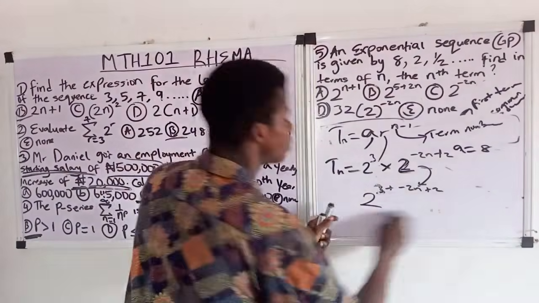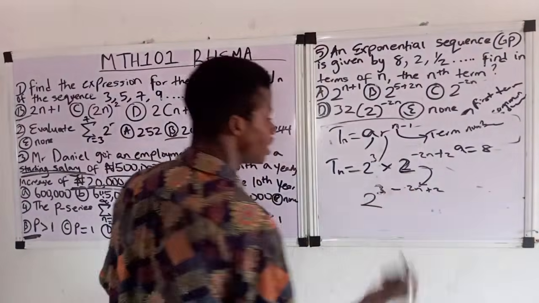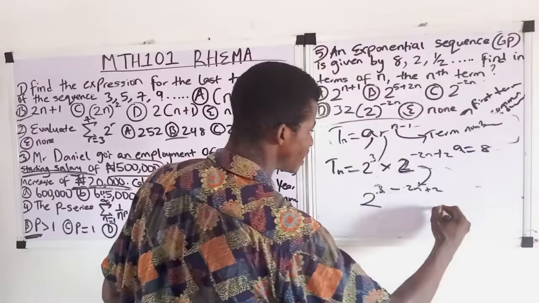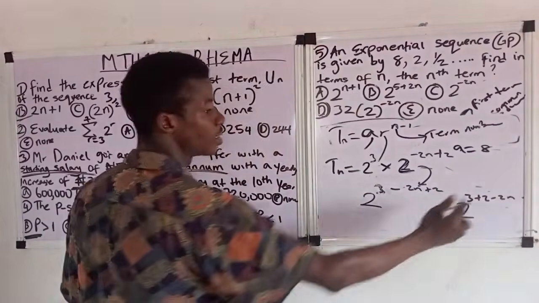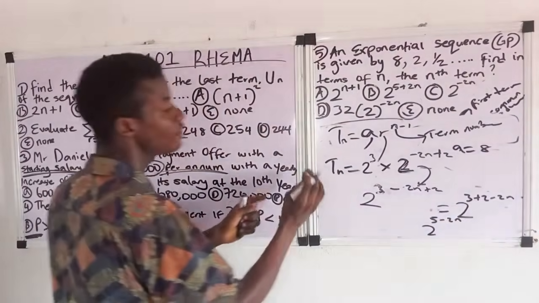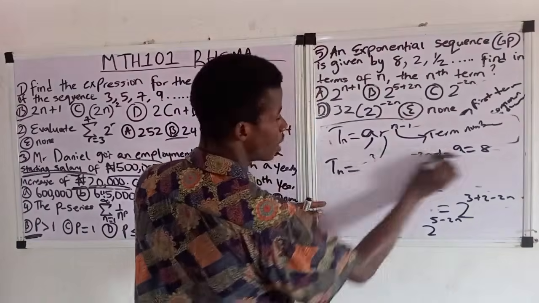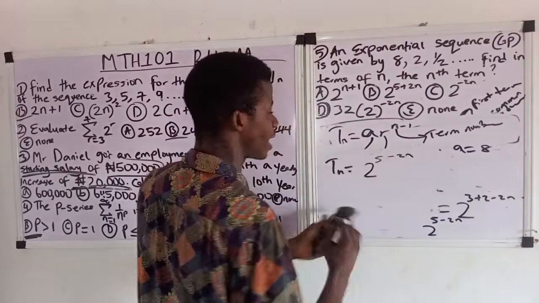Okay, let's continue. Plus and minus will give us minus, right? So this one we can still rearrange as 2 raised to power 3 plus 2 minus 2n. 3 plus 2 gives us 5, then minus 2n. Are we done yet? No. So everything here will now be 2 raised to power 5 minus 2n, right?